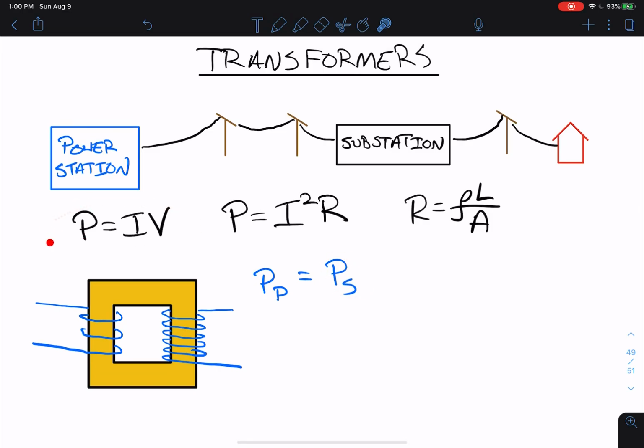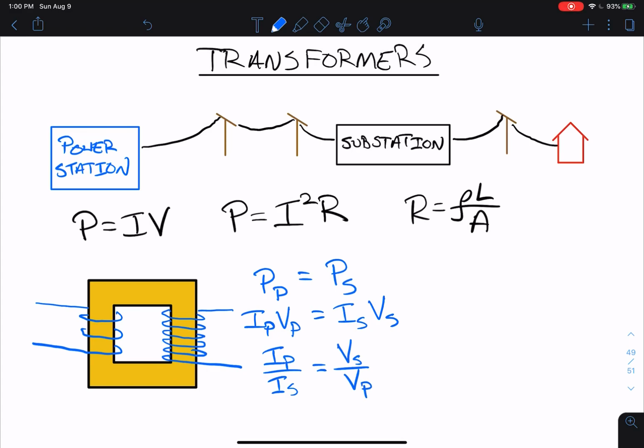Now our formula for power here, IV, this is our general formula, so we can write this down. And we can rearrange this like so. We get these ratios, and these are very useful ratios. Notice that on the left side with the currents, it's the primary over the secondary, but on the other side, with the voltages, it's the secondary over the primary.